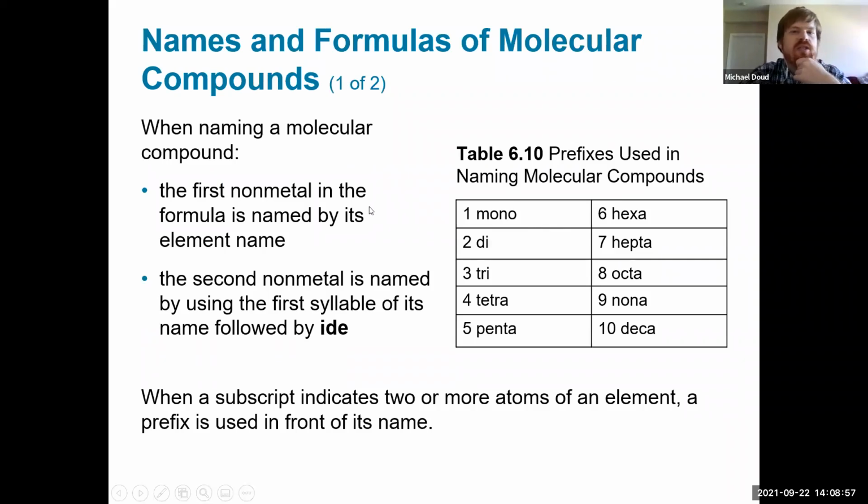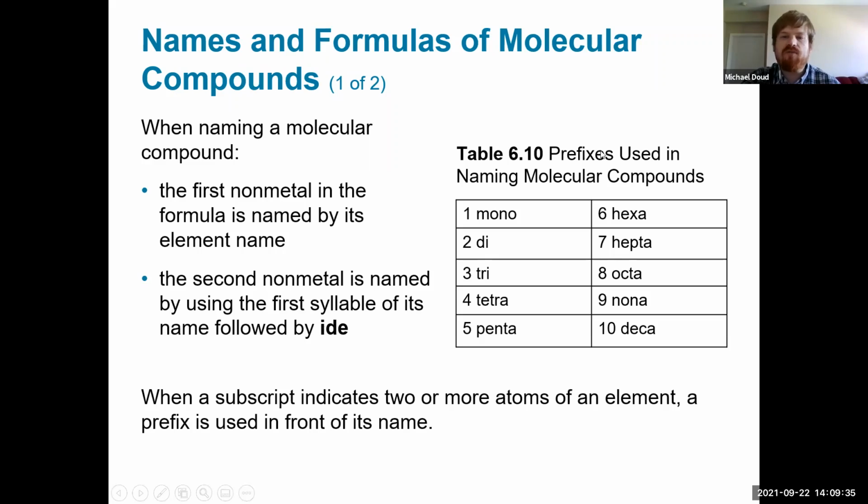Okay, so here's what we do to name molecular compounds. Again, this is a much easier way to name things than the ionic nomenclature, but don't be tempted. This is only going to apply for molecular compounds, that is, compounds of 2 or more nonmetals. The way you do it is you name the first nonmetal, and then you name the second nonmetal. The second nonmetal is going to be the first syllable of the name with the IDE ending. Just like oxygen becomes oxide, if it's the second element it would become oxide.